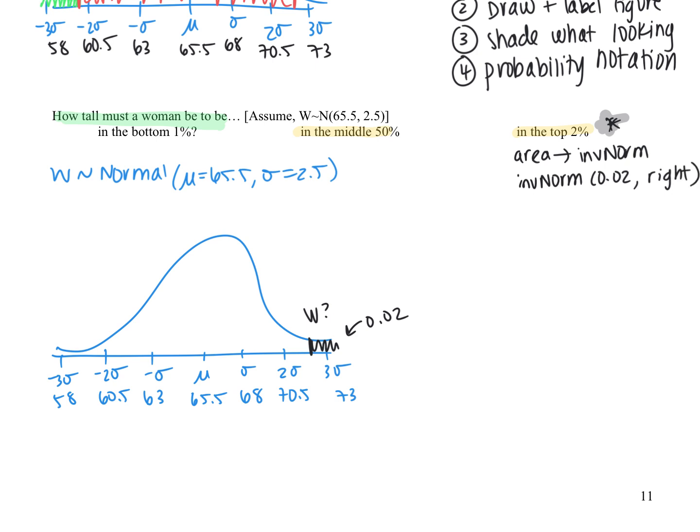So remember, my calculator doesn't do right, it only does left. So instead of 0.02, I'm doing 0.98. So on my calculator, I will have to do inverse norm of 0.98. And then we're going to have to give the mean and the standard deviation. So let's take a look at the calculator.